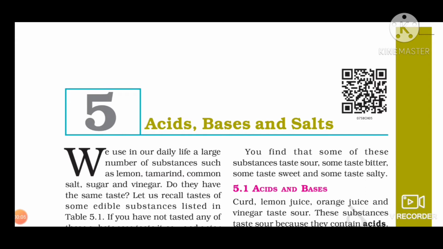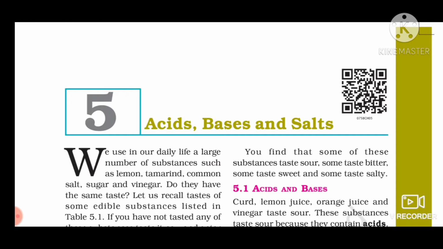So today we are dealing with the 5th chapter, that is acids, bases and salts. We know that we have taste buds on our tongue and we taste different tastes: sour, sweet, salt, bitter, hot. All these tastes are because of the taste buds present on our tongue. Then what causes this taste in the food? Let us know from this chapter.